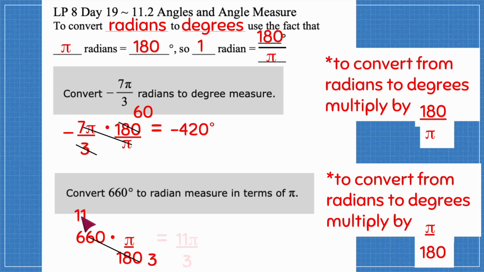That's okay. All right, so now we're just going to clean it up and go 11 times pi on top and 3 on the bottom, and there we go. We converted from degrees to radians.